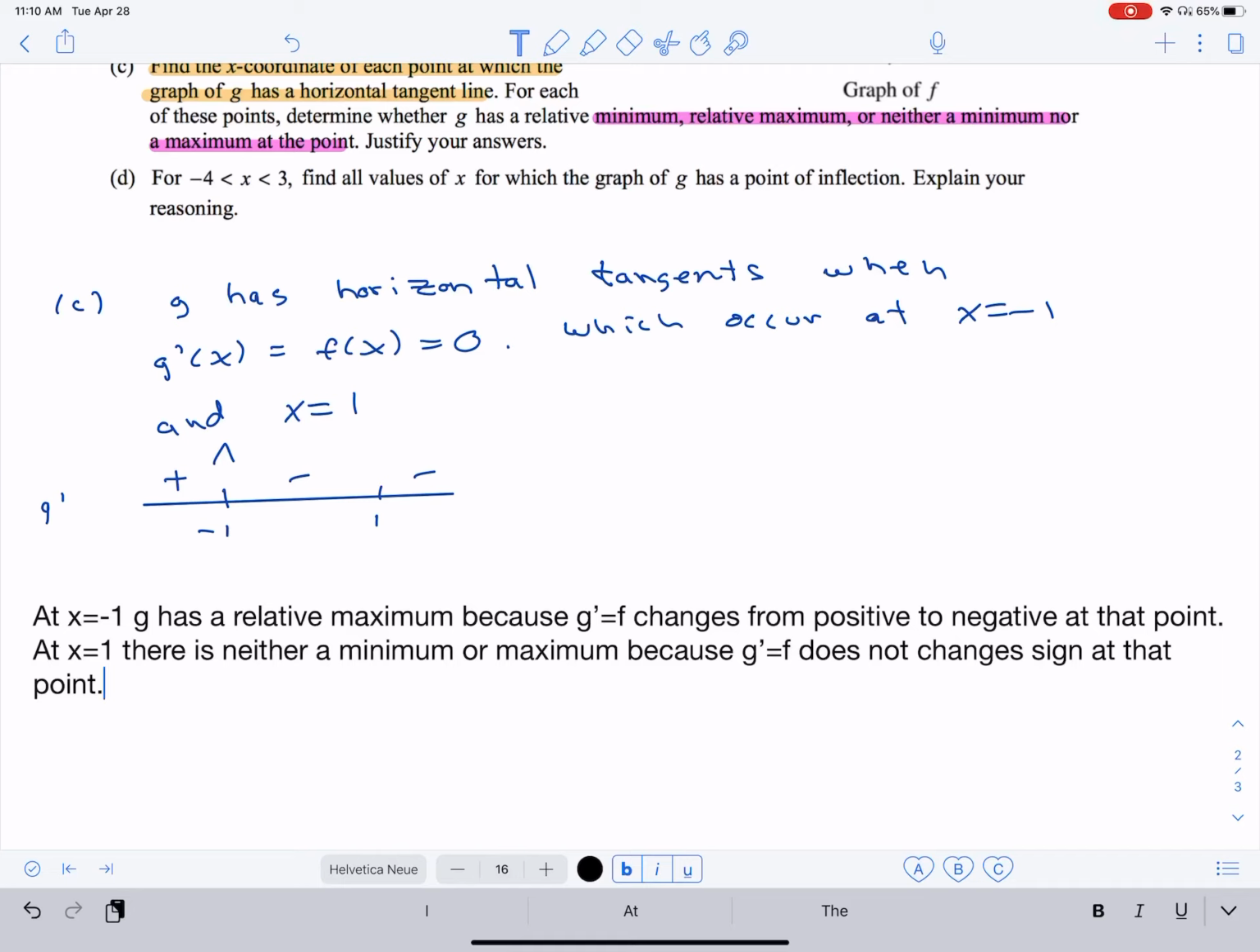That is letter C. I think that's all they're asking. Let's just double check. Yep, we justified it. We found them. Yep, that's all it's asking. Okay, letter D.